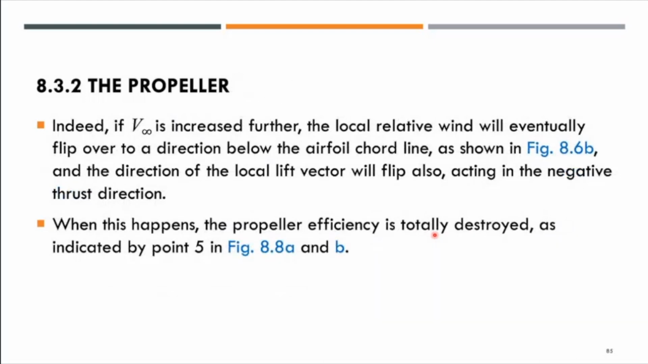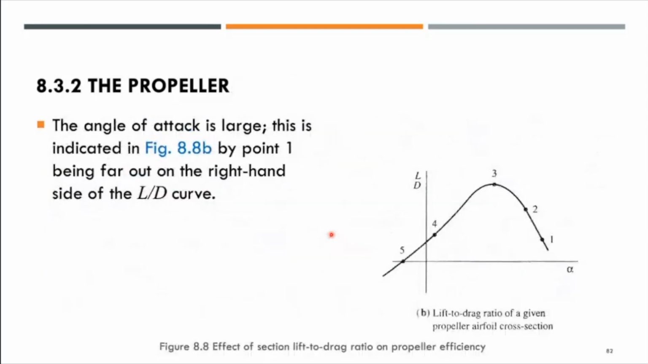If we still increase V infinity, the local relative wind will eventually flip over to a direction below the airfoil line. That is what happened in figure 8.8b. Remember the direction of the lift is also flipped. The direction of the local lift vector will flip, acting in the negative direction. When this happens, the propeller efficiency is totally destroyed in this particular figure. There is no lift generated, right?